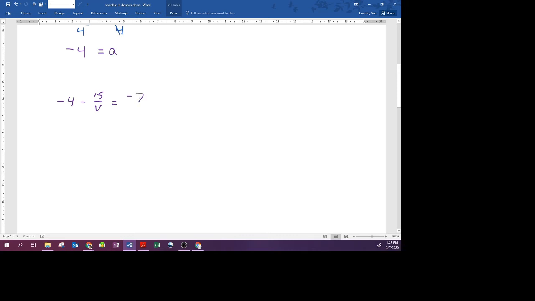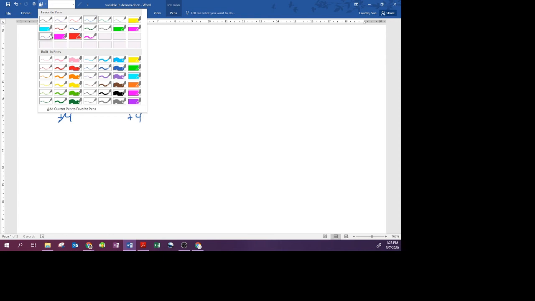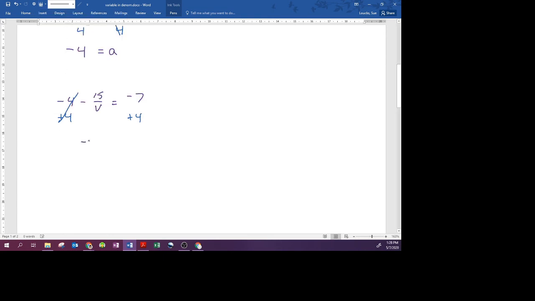All right, so the first thing I still want to do is get rid of, I want to do the loosest connection first. So I want to get rid of this -4 first of all. So I'm going to add 4 to this side, and I'll add 4 to this side. Those cancel. And then I have negative. Now I'm going to float my negative up because I don't like the negatives in line with the divide line. They blur in. Students don't notice them. I don't want that to happen, so I'm just going to float it up. So I've got -15 over v equals -3.